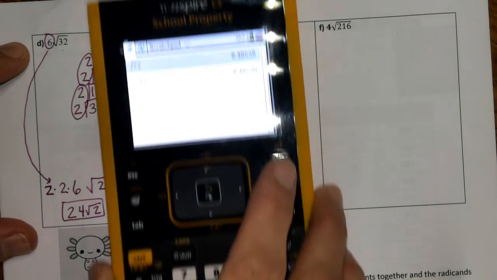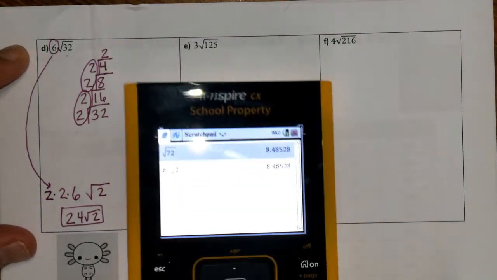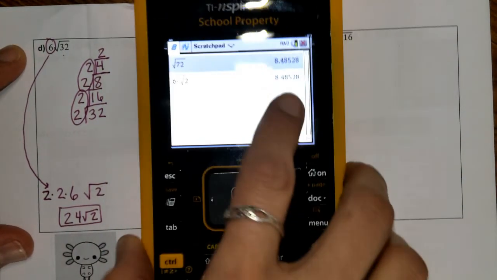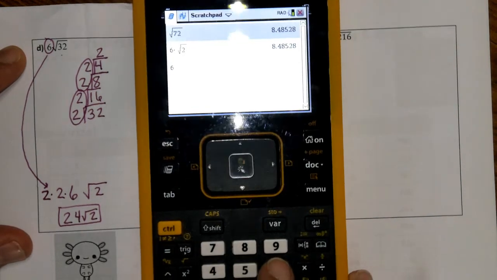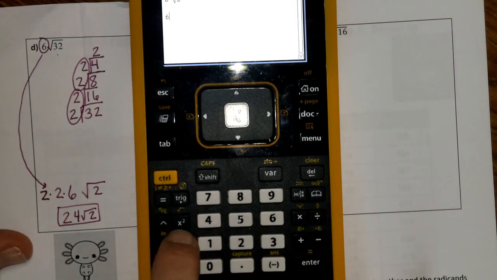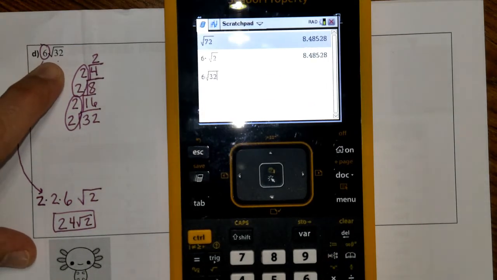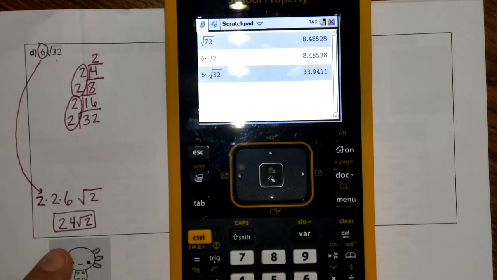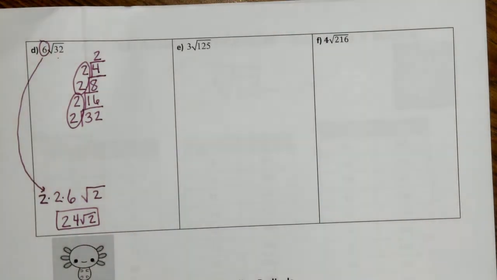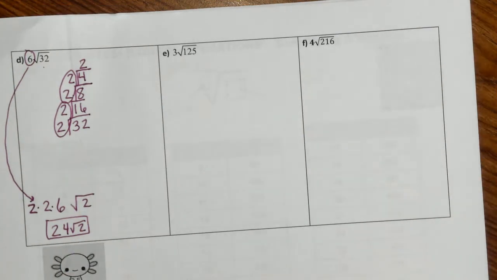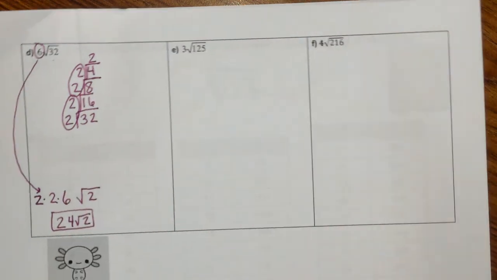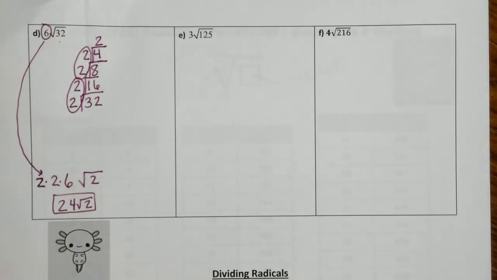Okay, well, let's see. We type in that 6 square root of 32, and press enter. And then we get our simplified 24 square root of 2, and we get the same number, so we know that we simplified it correctly. You should always have a number down here that cannot be broken, it cannot be factored out like these, okay? So let's take a look at the next one now.